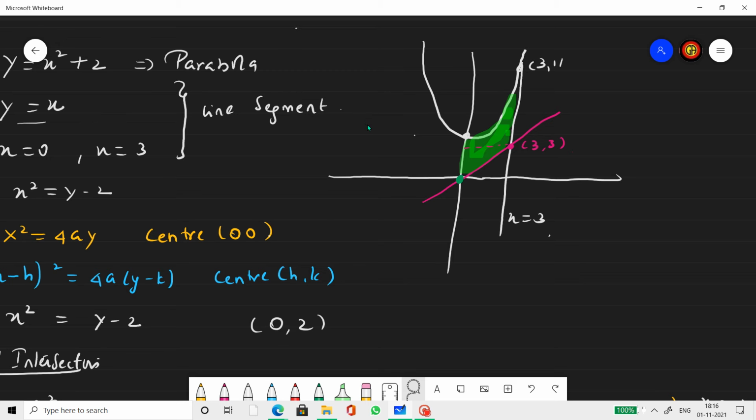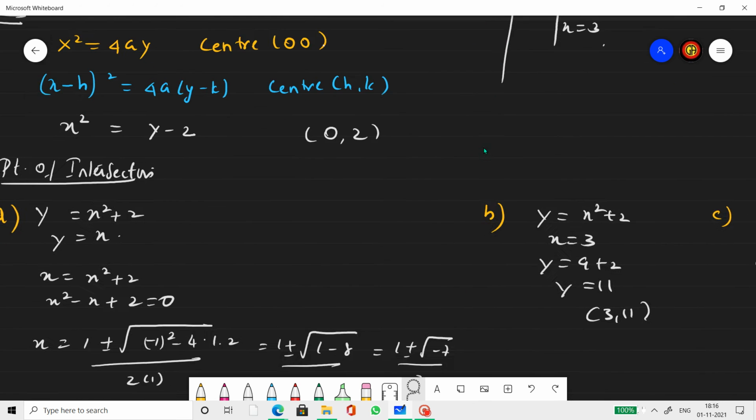Now this will be integrating the curve minus the line. Curve minus the line will give you the area bounded. Since the limit is the same, you don't need to separate it. So we can straight away write curve minus line.